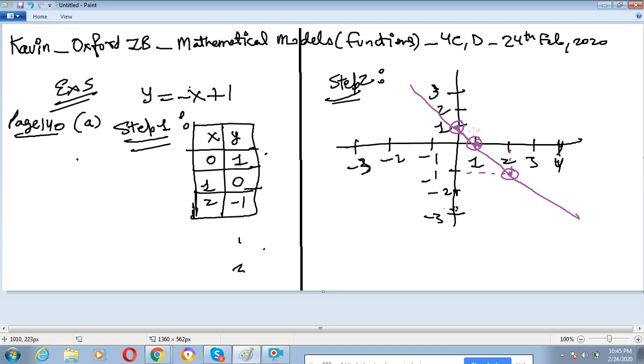Okay, so this is the answer for the first part. We have drawn the graph, and you can see it's the same as the answer which they have given in the question and solutions. Now coming to the second part, we have to tell where. Have you understood the first part?